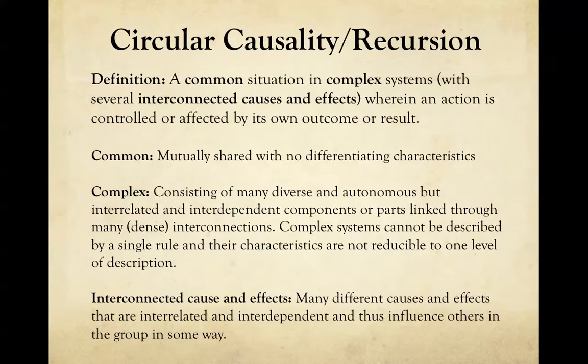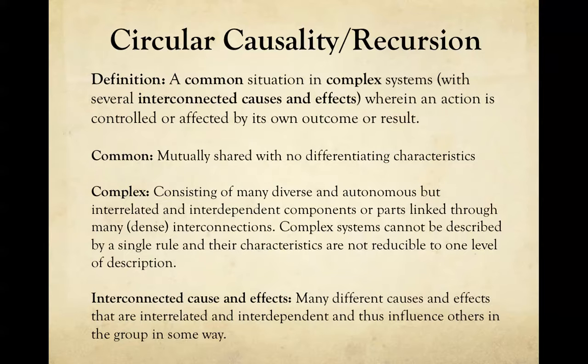Now let's contrast that perspective with the perspective within first order cybernetics, which is one of circular causality, also known as recursion. So a definition of circular causality, or recursion, is a common situation in complex systems wherein an action is controlled or affected by its own outcome or result.